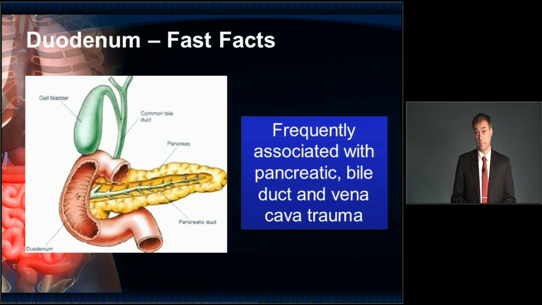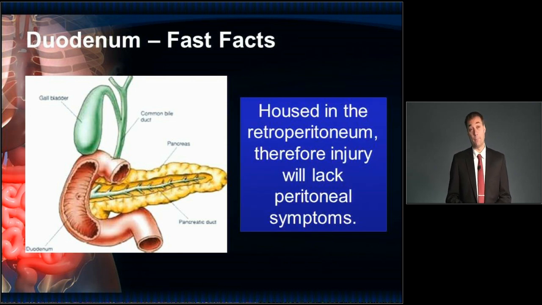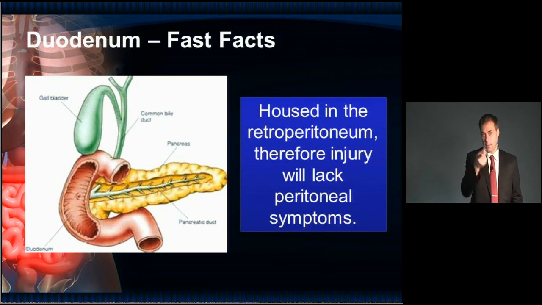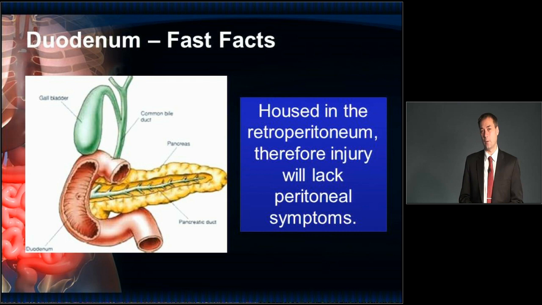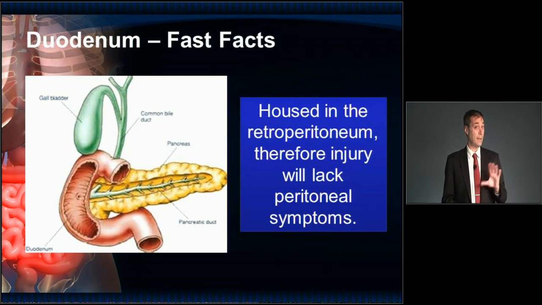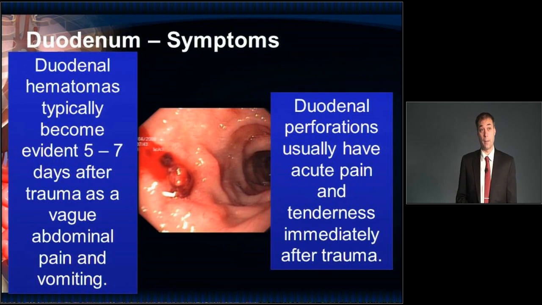The duodenum. The duodenum comes off the stomach and then goes into the small bowel, tucked around the head of the pancreas. When it is injured, it's frequently associated with pancreatic trauma just because of their proximity. It may also have injuries of the bile duct and vena cava as well. Now, the duodenum is not inside the peritoneum. It goes around the back, outside the peritoneum in the retroperitoneal space. Therefore, injuries to the duodenum are not going to cause the classic peritoneal signs of abdominal trauma that we expect. They're more likely to have signs of retroperitoneal trauma.